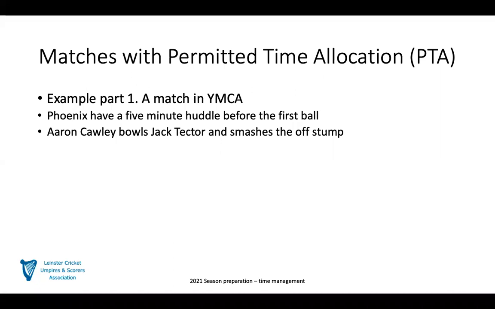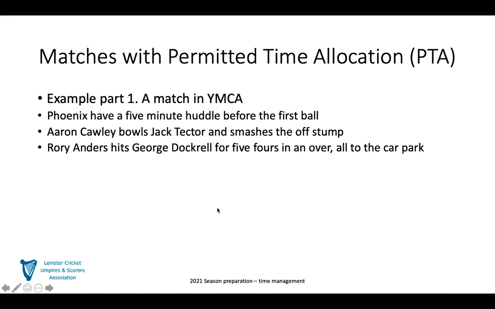Give them 4 minutes and move on with the game. A few overs later, it gets confusing who's playing for who in this. So Rory Anders is batting for YM, and he hits George Dockel for 5 fours in an over, and they all go to the car park. That's just tough, guys.